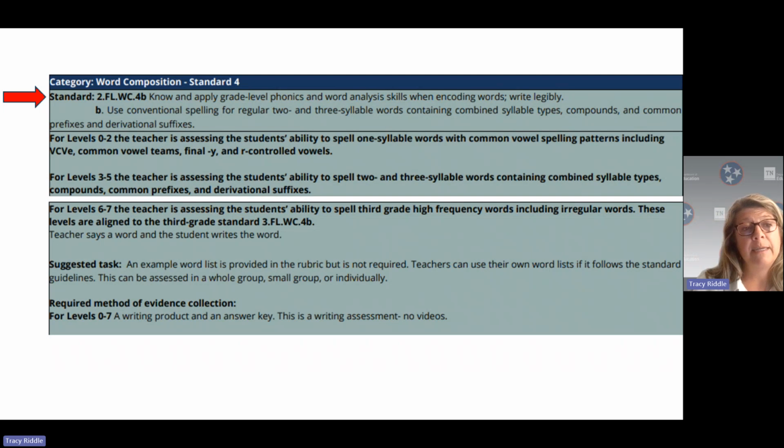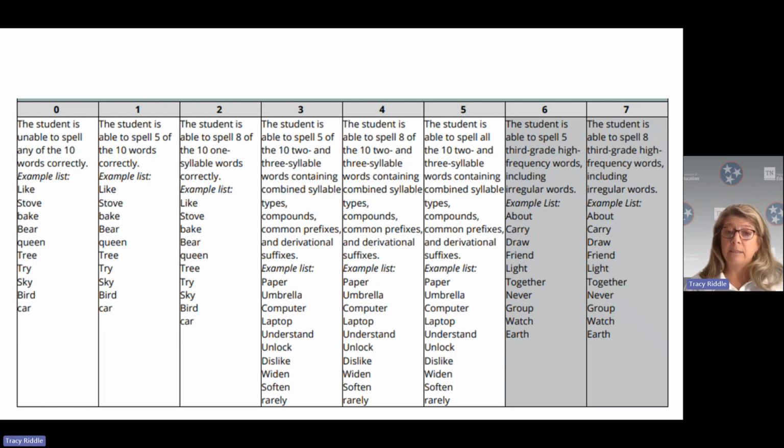Once you have your assessment, then you can look at the rubric. In the rubric, you will grade the student work. If you have assessed the first grade words, then you would look at the rubric at levels 0 through 1. If students are unable to spell any of the words correctly, that is a score of a 0. In order to score a 1, they need to be able to spell at least 5 of these 10 words. If they can only spell 4, 3, 2, or 1, that would still receive the score of a 0.